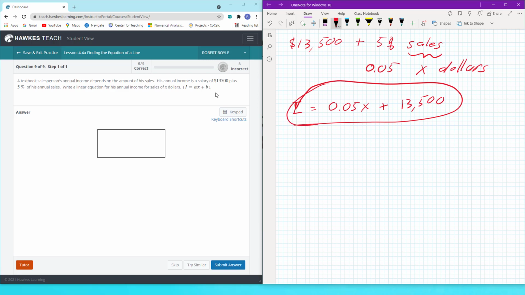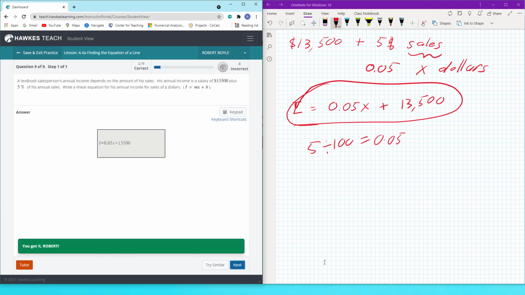Remember, the conversion from percentage to a decimal is always dividing by 100. So 5 divided by 100 is 0.05. Now let's see if I'm right. Me right? Nah, that can't happen. We'll have I is equal to 0.05x plus 13,500. And there we go. Okay, let's look at the next problem.